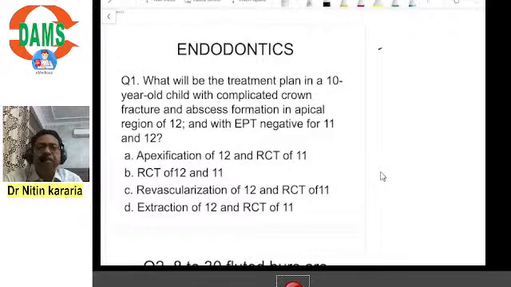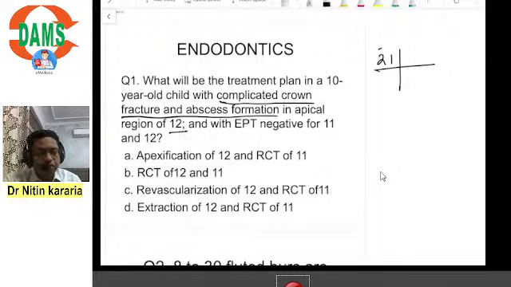So the question is basically related to the trauma sustained in a 10-year-old child with the anterior teeth, and the teeth mentioned in the question are 1-1 and 1-2. They are saying that there is a complicated crown fracture and abscess formation in the apical region of 1-2. So this tooth has got a complicated crown fracture.